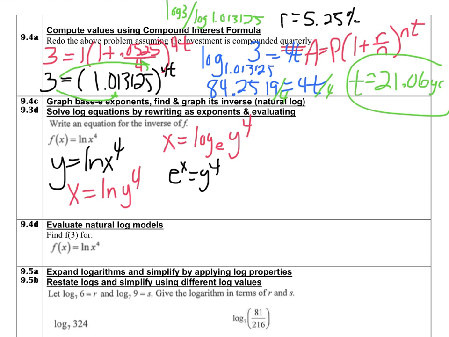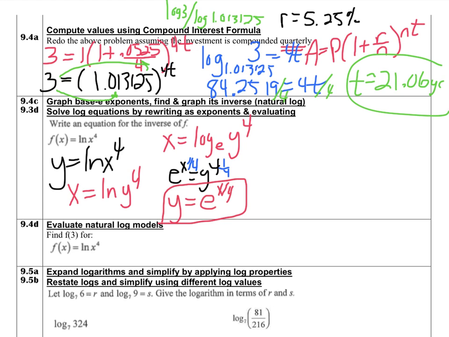Now, how would you get rid of the fourth power here? You would just multiply by the reciprocal or take the fourth root. So it's to the 1/4 power to the 1/4. So the answer here would then look like y equals e to the x over 4. And that is the final answer.